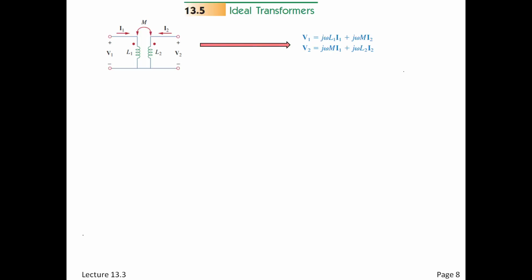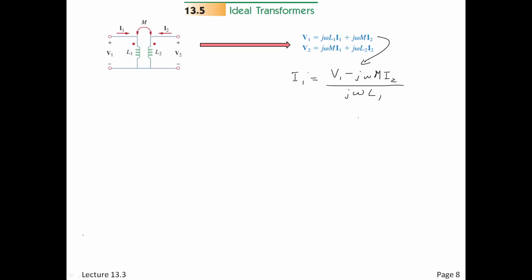I'm just bringing back the frequency domain equations that we saw before. We had these in matrix form, but we've also had them in this form. And I'm just going to solve here for I1 in the first equation, right? So I1 from the first equation, I'm taking this thing down here. I1 is going to be equal to V1 minus j omega M I2 over j omega L1.